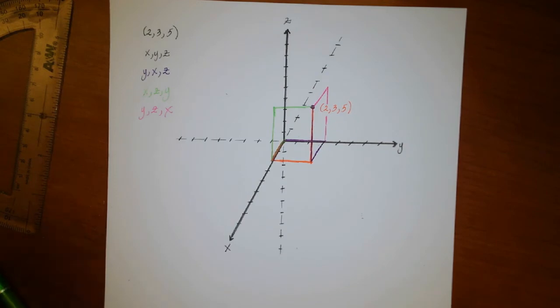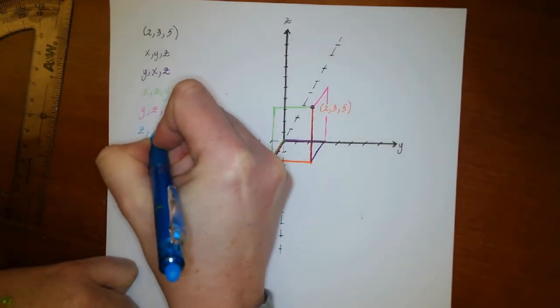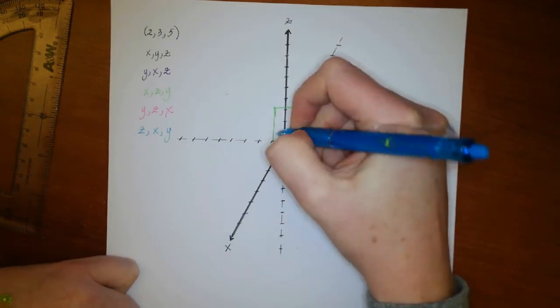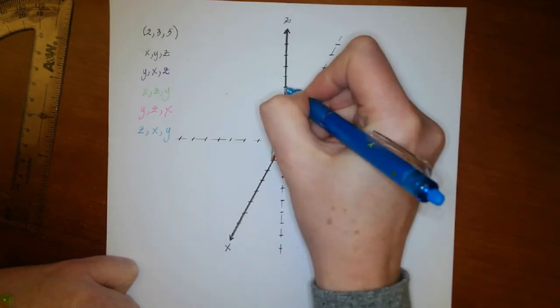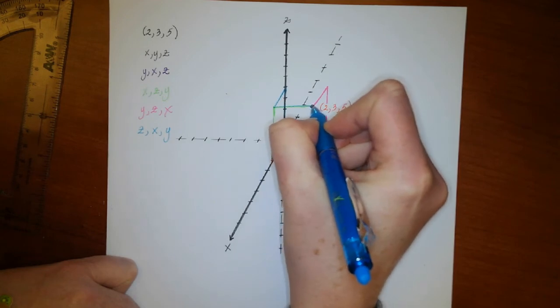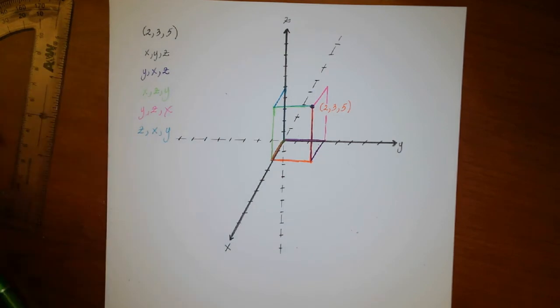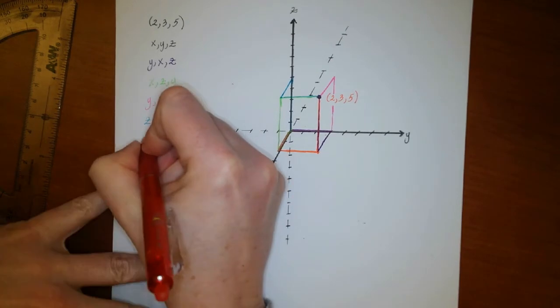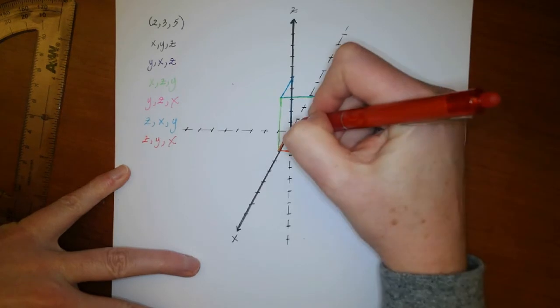Okay, 4 paths down. How many more do we have? We have 2 more paths, right? Because we haven't done z first. So you could do z, x, y. Let's see. So that would be 5 up. And then 2. And then y. There we go. Okay, that's that path. I'm running out of fun colors. Okay, we'll do red. Okay, and then the last way to get there would have been z, y, x. Okay, so let's do that.